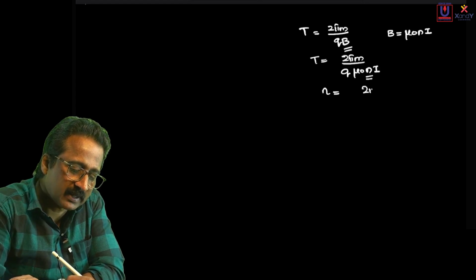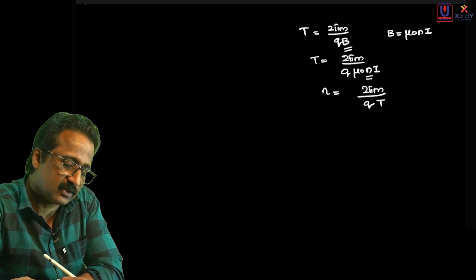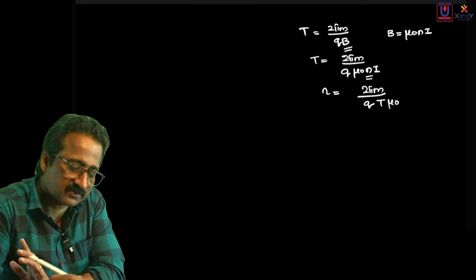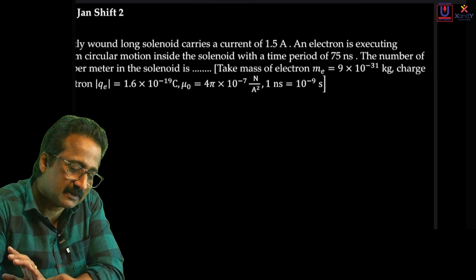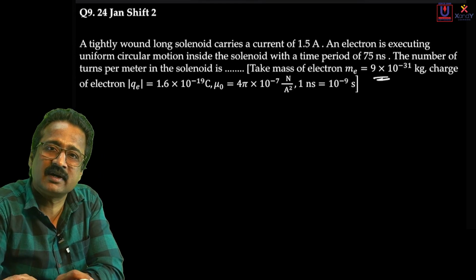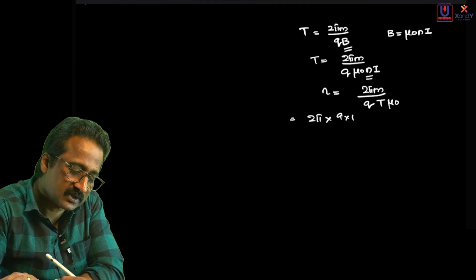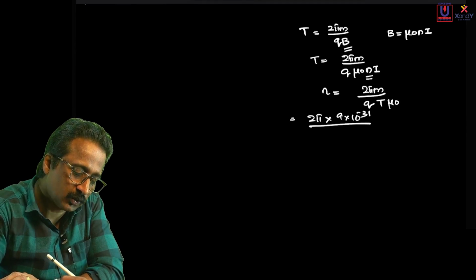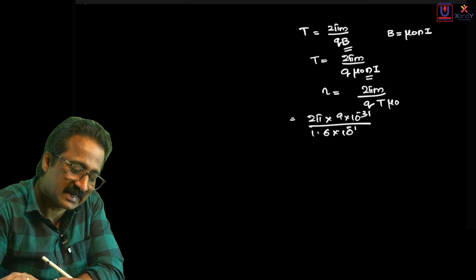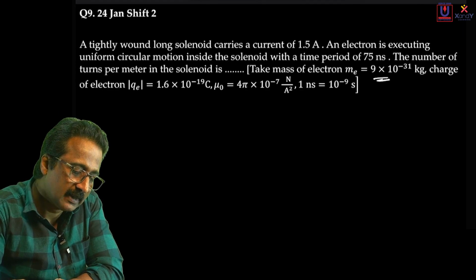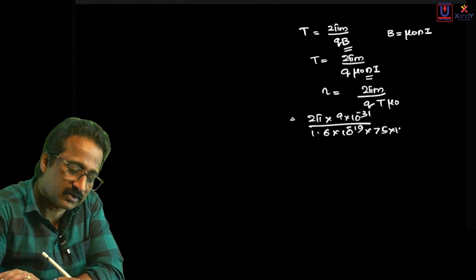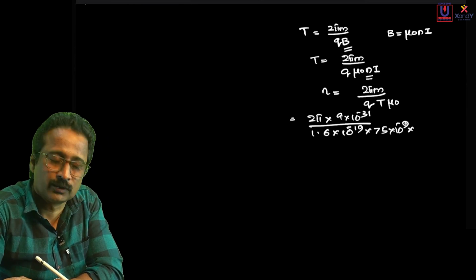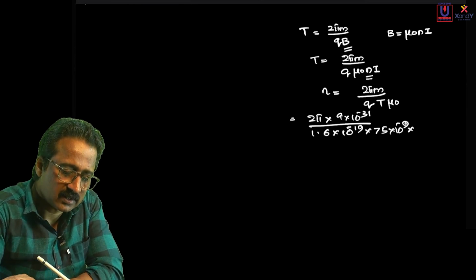So n is equal to 2 pi m divided by q into T into mu 0 into I. Okay, now it's a matter of substituting values. Yes, it is 2 pi into m; it is an electron, so it is supposed to have a mass of 9 into 10 raised to minus 31. Divided by q. It is an electron, so 1.6 into 10 raised to minus 19 coulomb. That into the period, which is said to be 75 nanoseconds, so 75 into 10 raised to minus 9. That into mu 0. The value of mu 0 is known to us. Of course, it is given in the question also.